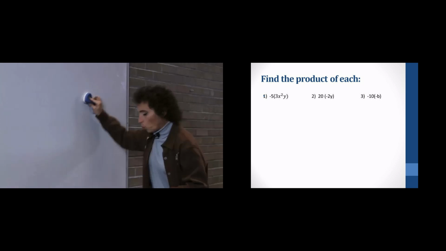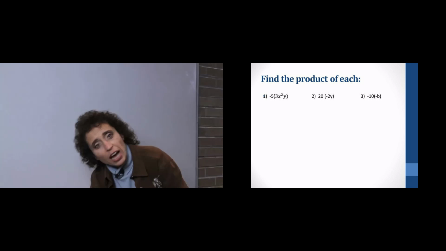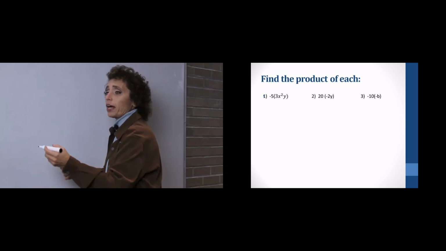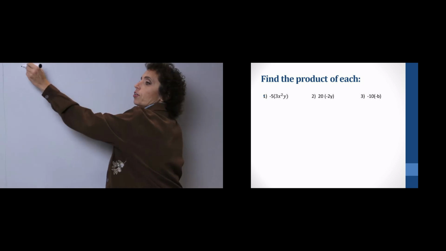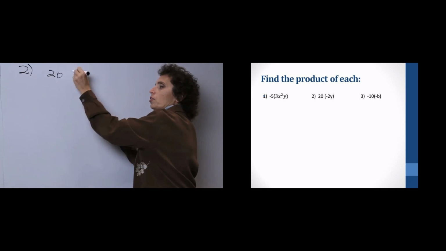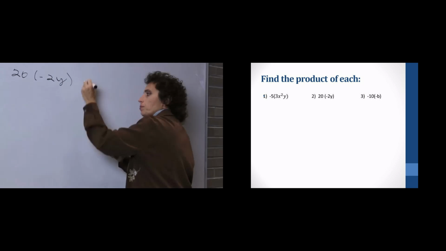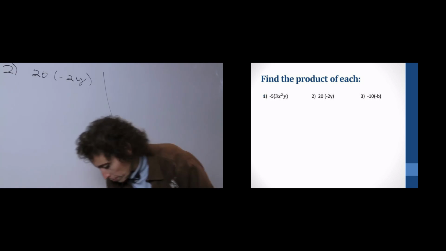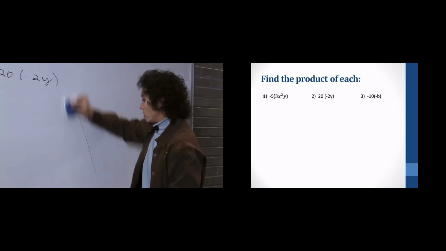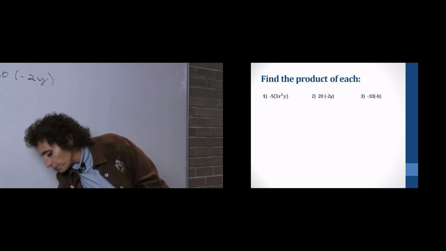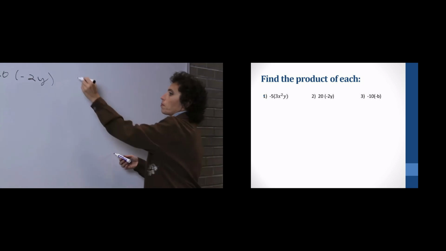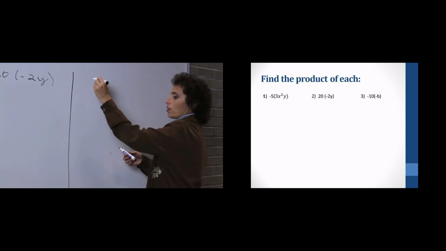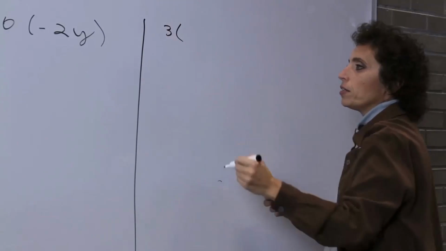So make sure you know what you have inside your parentheses, if you have multiplication or if you have terms, because it matters. Okay? 20 times negative 2y. Oh, that's terrible. Okay. That looks equally terrible, but okay.